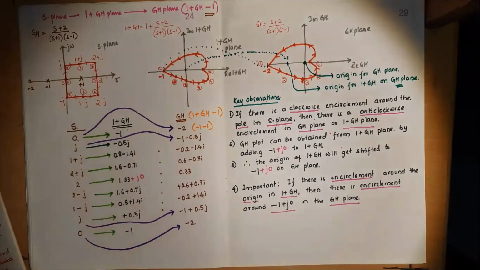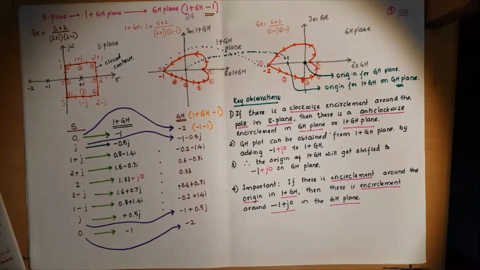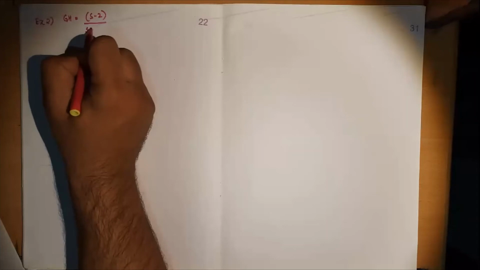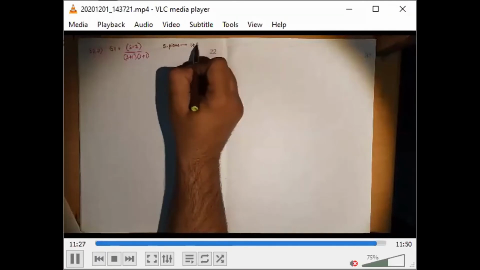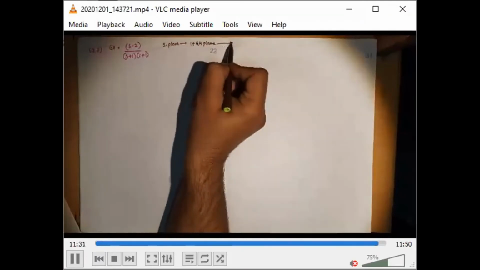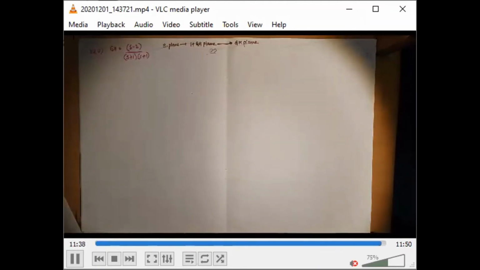Okay, so these 4 points we will repeat for the next example. Let us cross verify for the next example. So this is a closed contour as I said earlier. I forgot to write here. So the next example is the second one, which we took from the same set of examples at the beginning. So what we are doing now is making S plane to 1 plus GH plane and again to GH plane. We are doing the same circus again here.